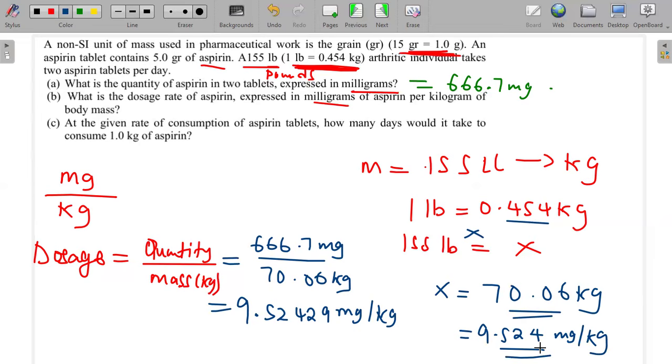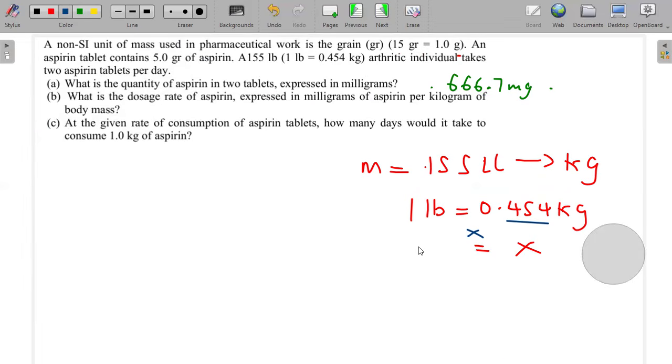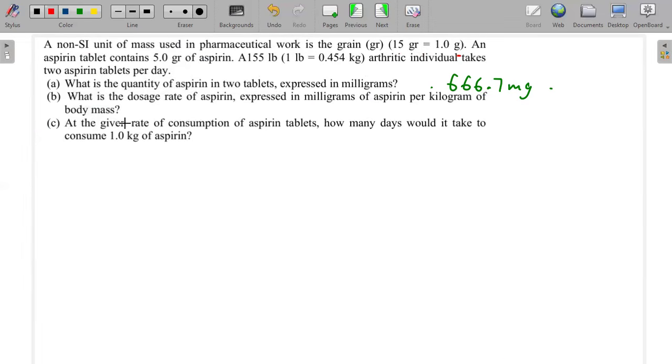Okay, so now we want to answer part C, this one here. So part C, what are they saying? I can erase these other things now. They're saying, at the given rate of consumption of aspirin tablets, how many days would it take to consume 1 kilogram of aspirin?